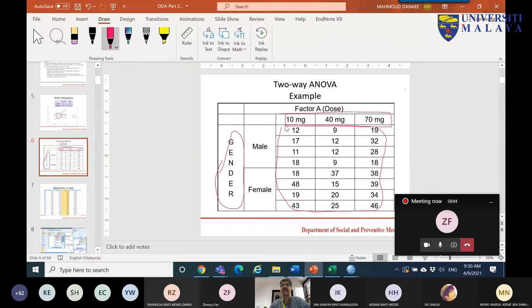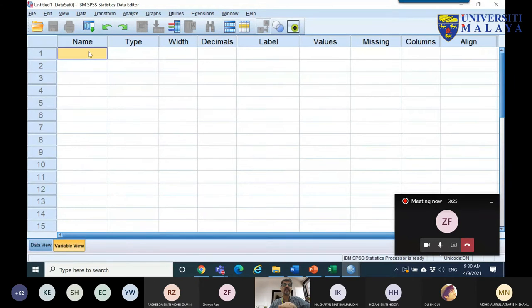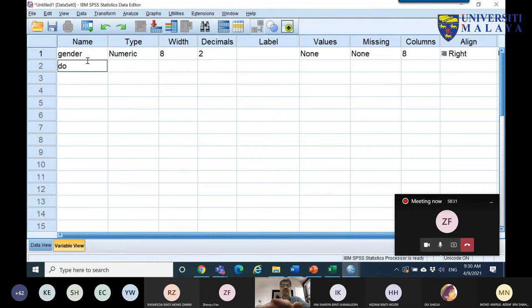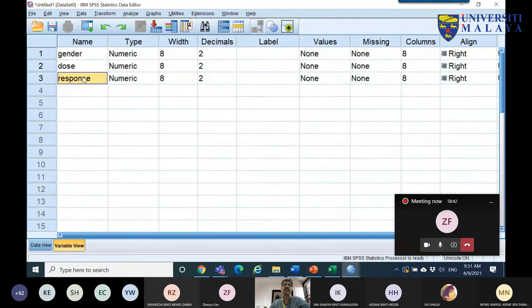For example, this is something like, I don't know, it cannot be blood pressure, of course. Suppose that this is one kind of outcome in the patient. So this outcome is your DV, right? So you have three levels and two levels of the two IVs. So now when I'm going to enter the data, I just put the first is gender. The second is dose, and the last one is response, my DV, right? So this is IV1, IV2, and DV.